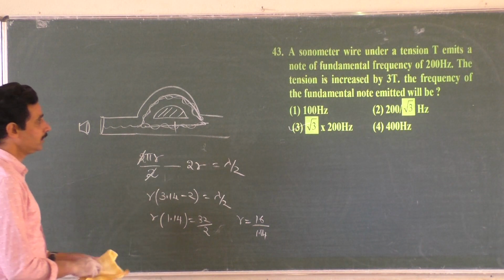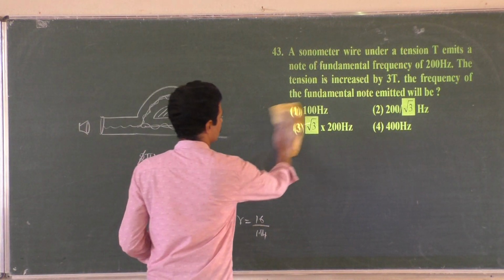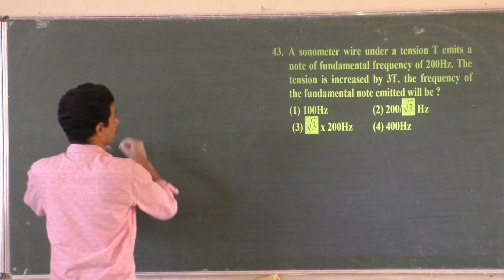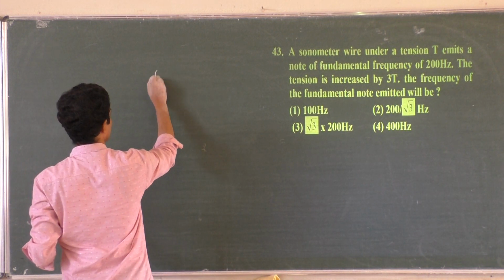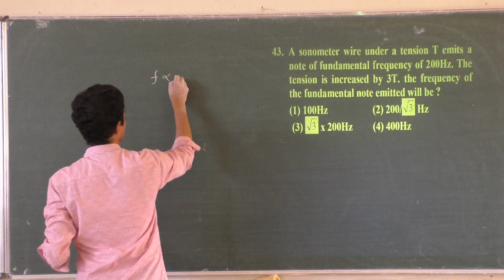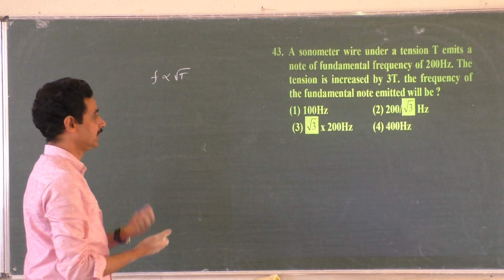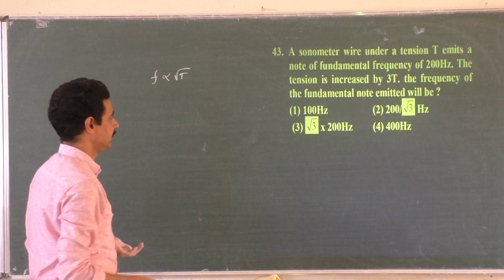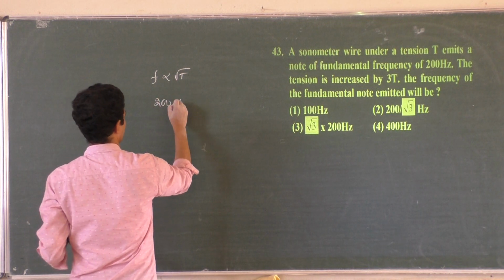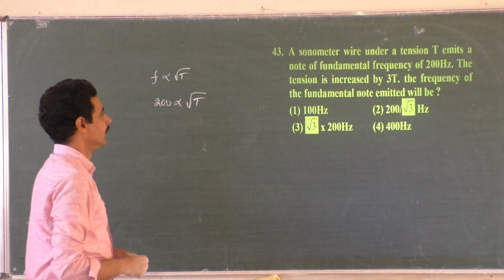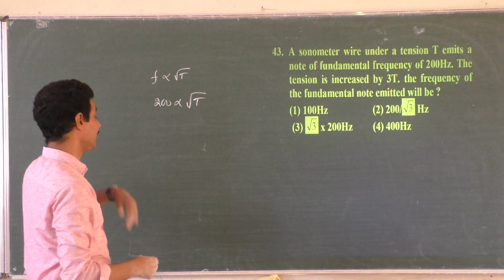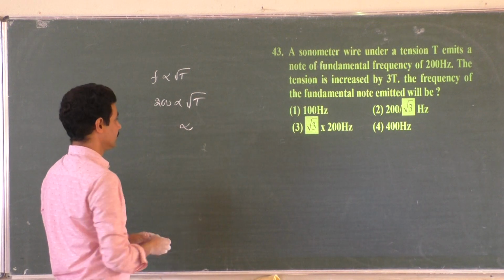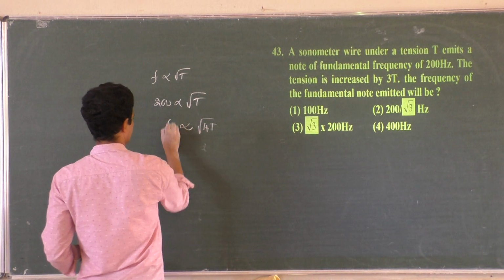43. A sonometer wire under a tension T emits a note of fundamental frequency 200 Hz. For a wire, frequency f is proportional to root T, because it looks as if we are playing with frequency and tension. The tension is increased by 3T. Very careful. Not 2-3T. By 3T. What is the new tension? 4T. What is the fundamental frequency?